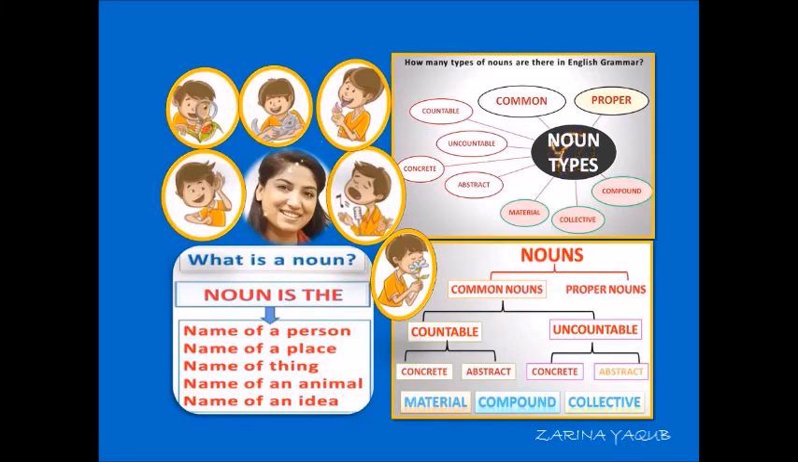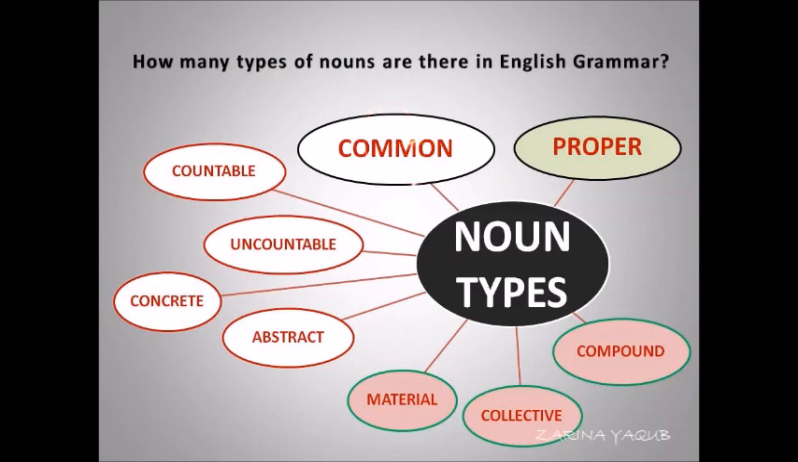Hello everyone. Today's lesson will be a bit longer because today we're going to talk about four types of common nouns. And these four types are countable nouns, uncountable nouns, concrete nouns, and abstract nouns. As you can see in this chart, nouns are broadly classified into 9 types: proper nouns, common nouns, countable nouns, uncountable nouns, concrete and abstract nouns, material, collective, and compound nouns.